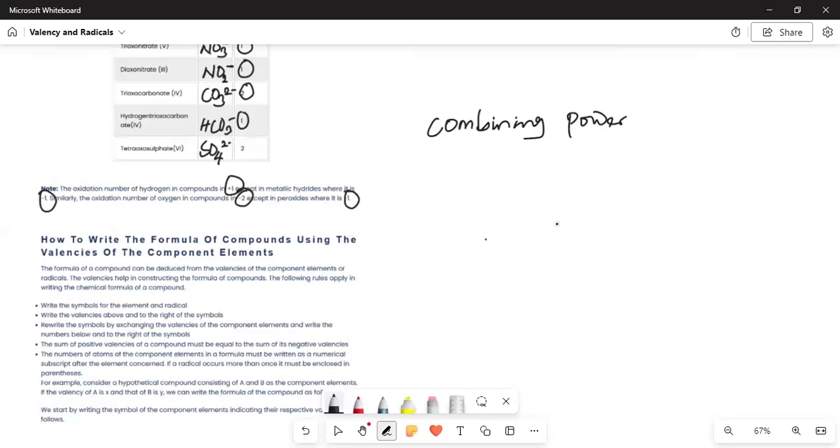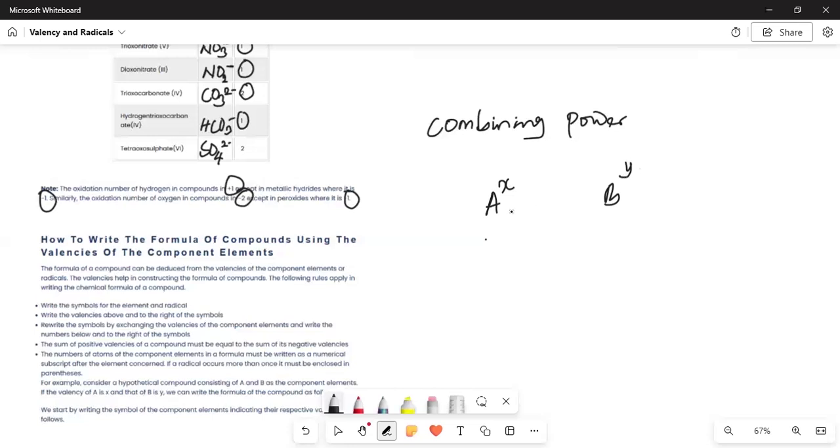So for example, consider a hypothetical compound consisting of 2 elements A and B. Now the valency of A, let it be X. The valency of B, let it be Y. So these are the component elements of a hypothetical compound. This is a hypothetical compound consisting of A and B as the component elements. Now the valency of A is X, the valency of B is Y.